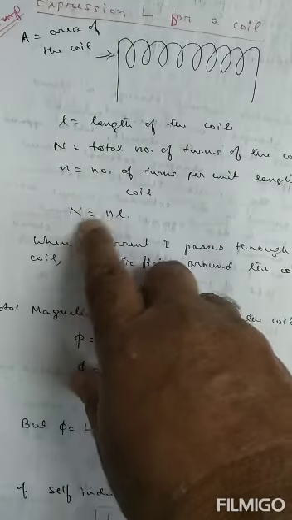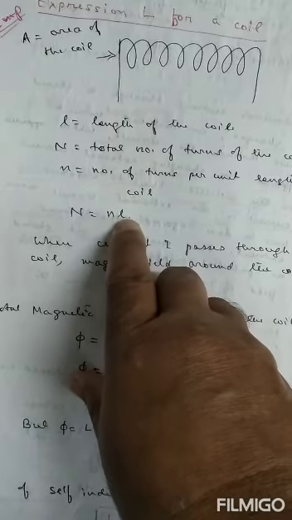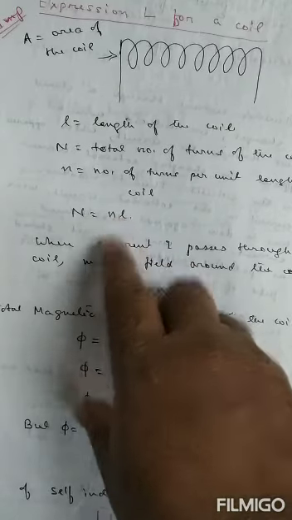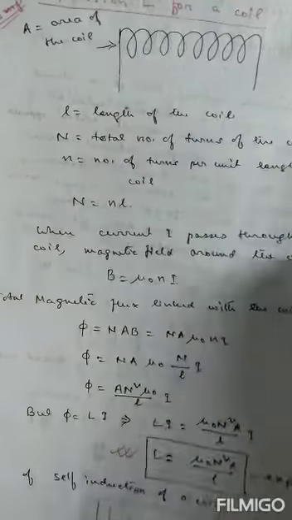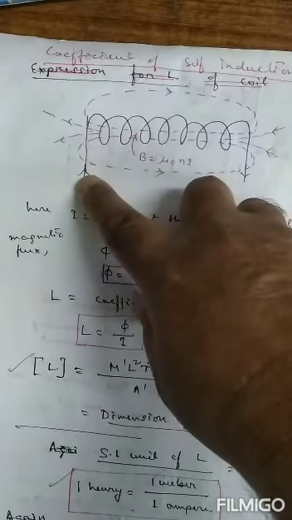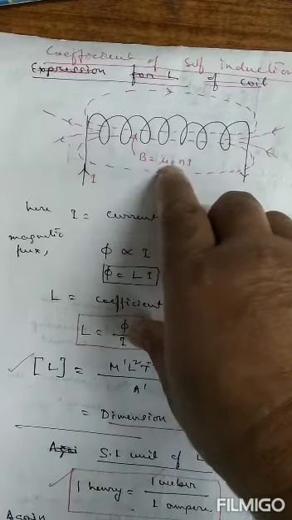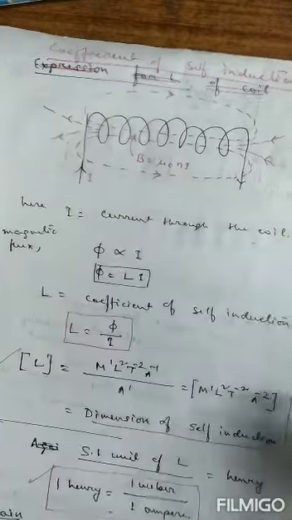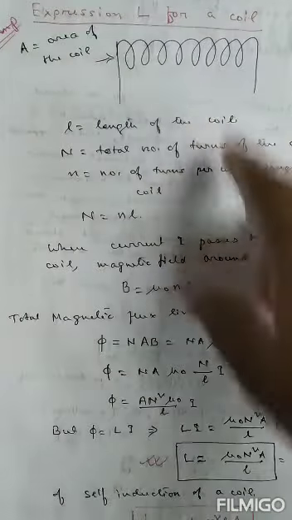So therefore capital N is equal to small n into small l. Small n is the number of turns per unit length. This is the length of the coil. Therefore total number of turns of the coil, capital N, is small n into small l. Now when current I passes through the coil, a magnetic field is produced around it. B is mu 0 ni. So this is the value of magnetic field produced in this coil when current I passes through.